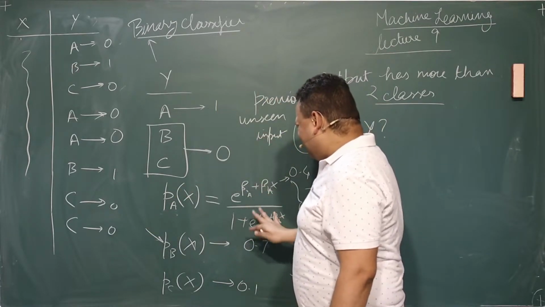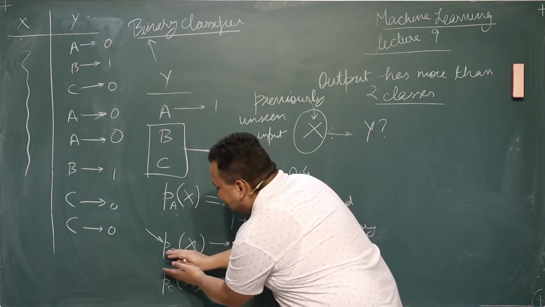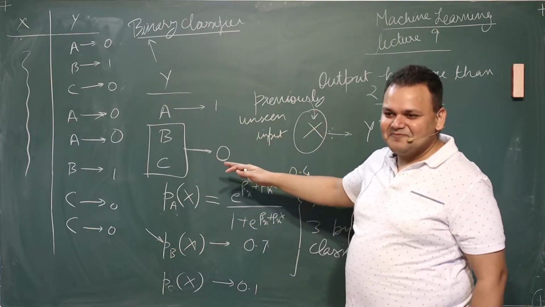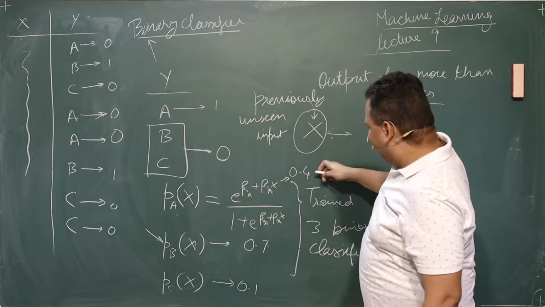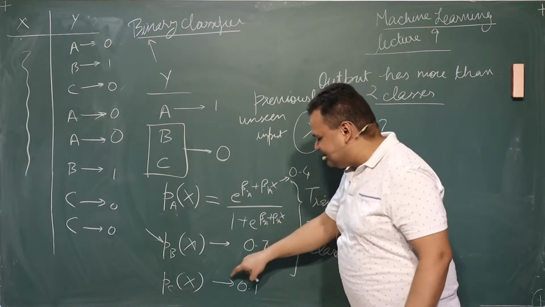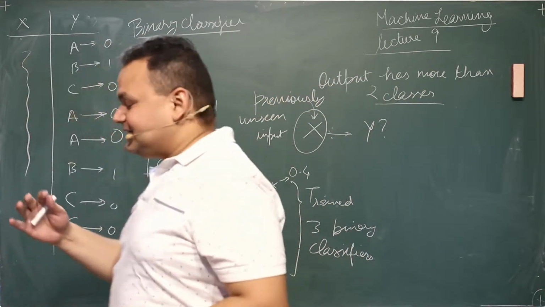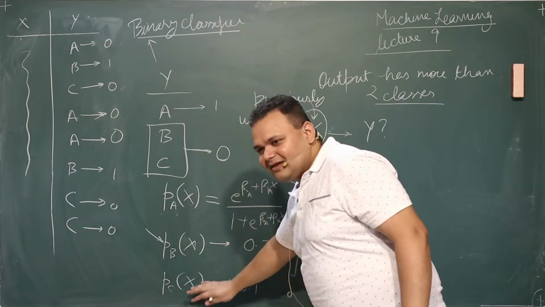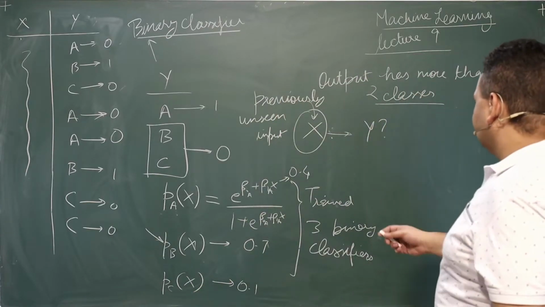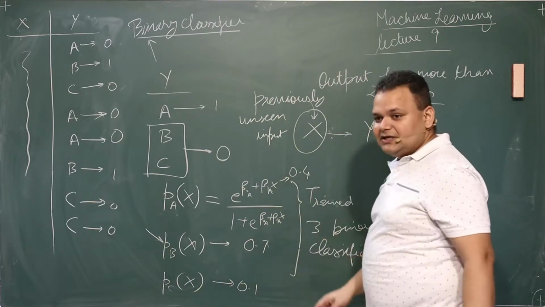Okay, but please understand that these are separate models in one sense. Please do not get worried that this is 0.4, this is 0.7, this is 0.1, so why does the sum not equal 1? That is not the case, because we are doing three different binary classifications here. So what is my y going to be according to this?